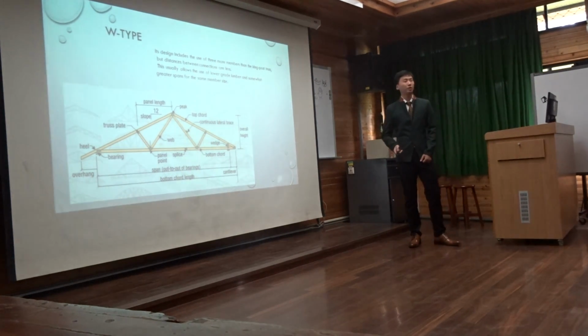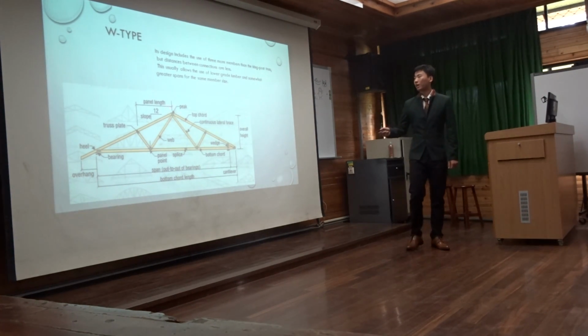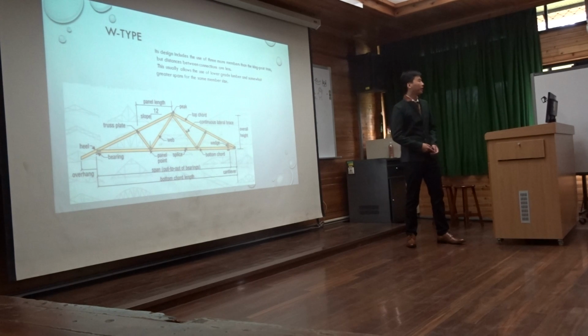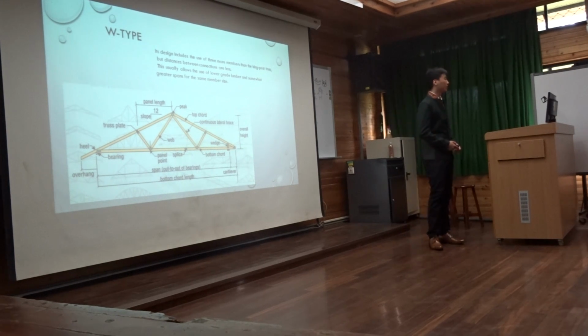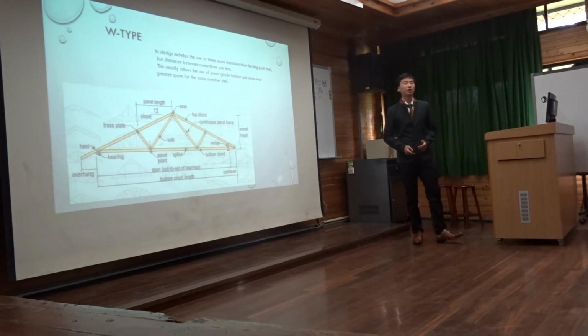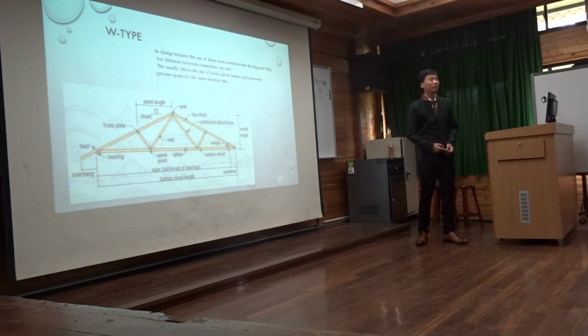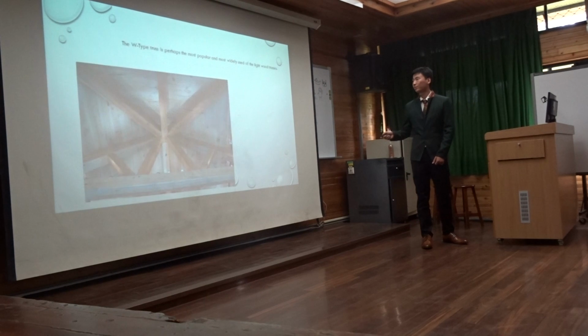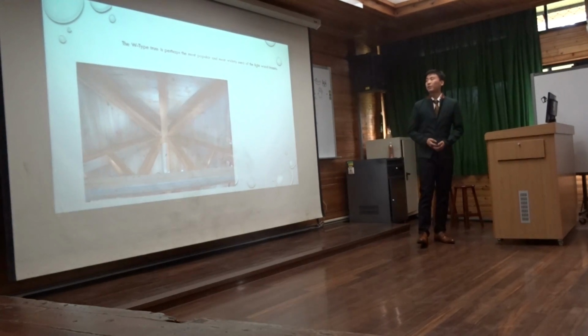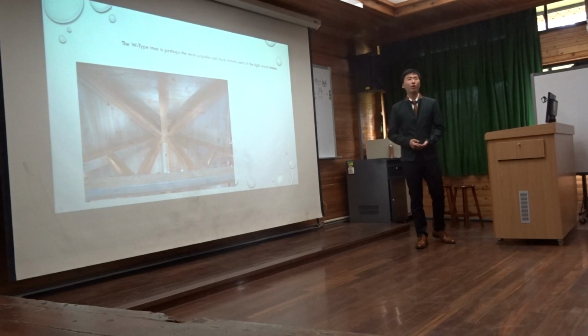This is the W-type truss. It also has top chords, bottom chords, and web members. Its design includes 3 more members than the King-post truss, but distances between connections are less. This usually allows the use of lower grade lumber and somewhat greater spans for the same member size. The W-type truss is perhaps the most popular and most widely used of the light wood trusses.